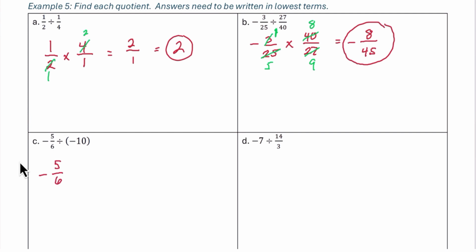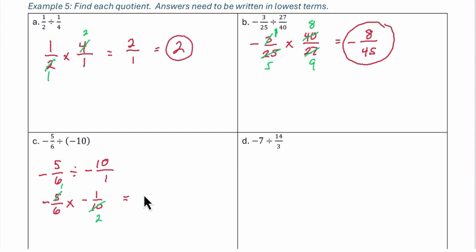In part C, we have -5/6 divided by -10/1. I'm going to write that as a fraction so that we can see the flip a little easier. So I'm just rewriting -10 as -10/1. And now we keep, change to multiplication, and flip the fraction. Now that it's multiplication, we can reduce. 5 and 10 have a 5 in common. So we'll reduce there. And now we can multiply.